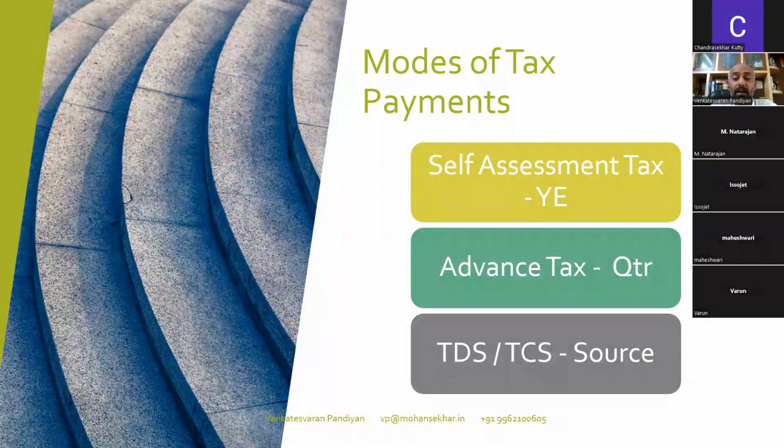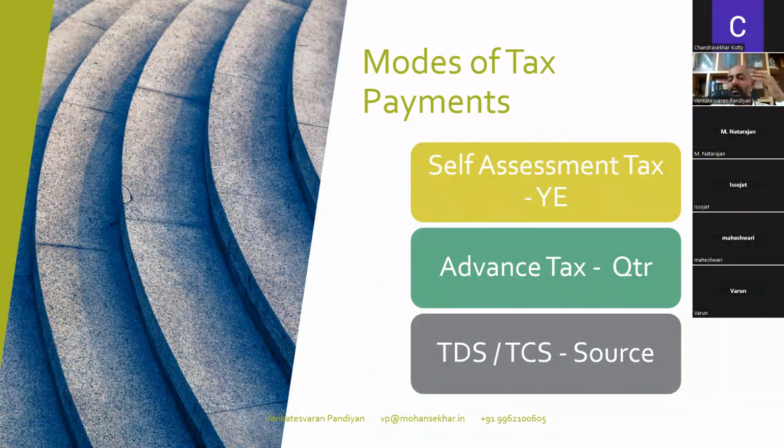But that's not the only time you pay income tax. So what are the other modes? There are two other modes. The next one is the advance tax. Your entire tax liability is paid over a period of 4 quarters. So you have quarter 1, that is April to June, quarter 2, that is July to September, then October to December, then January to March.